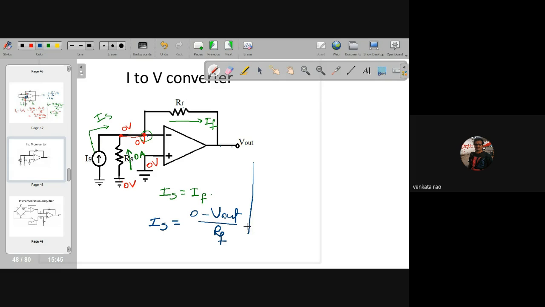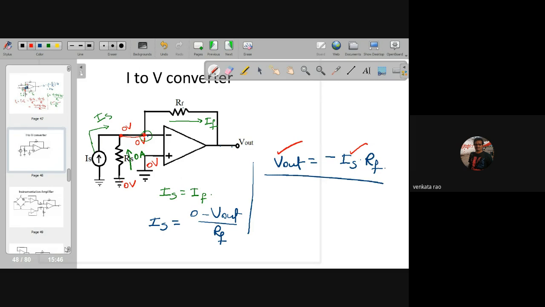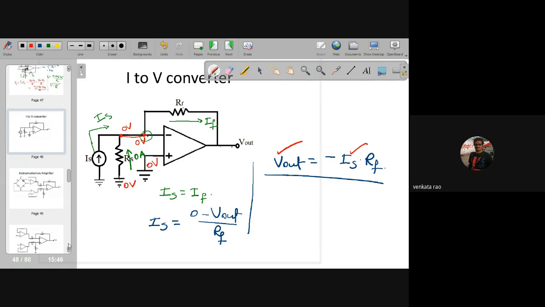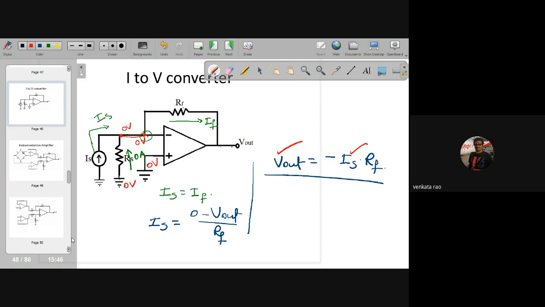So now from this I am writing output is equal to minus IS into RF. See this, input current is converted into output voltage. You are applying the signal at the input side in the form of current, and at the output you are getting it in the form of voltage. So that is a current to voltage converter. These are the voltage to current and current to voltage converters.